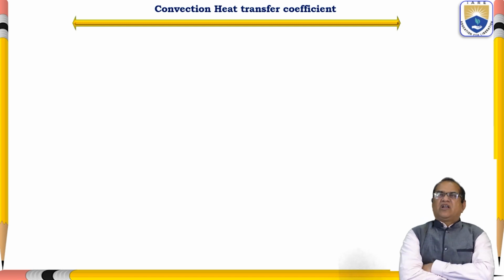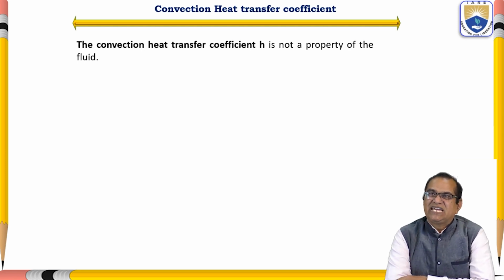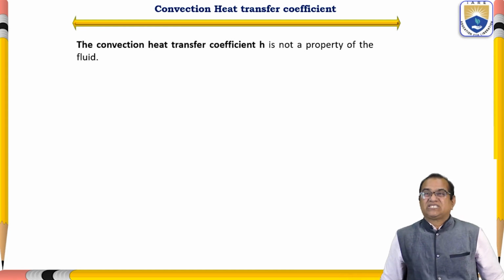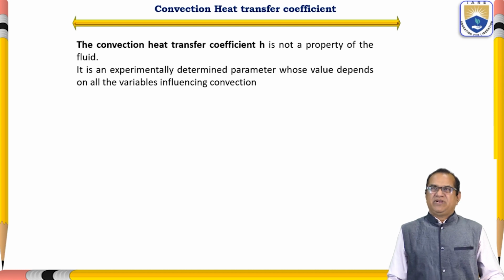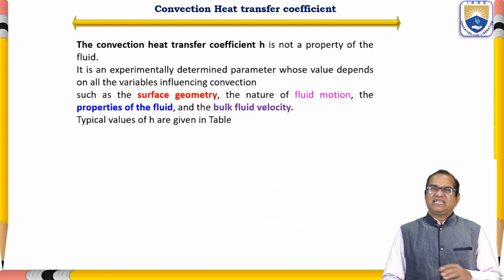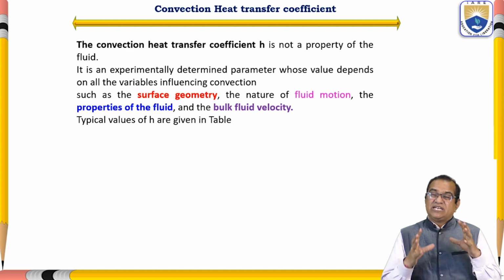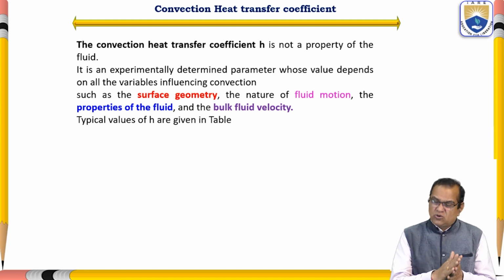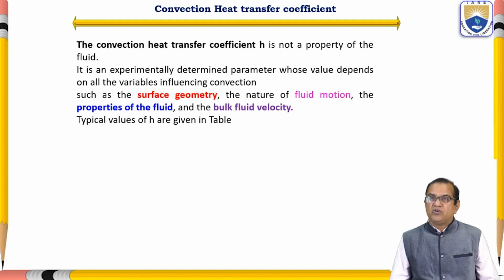Now we will discuss the convection heat transfer coefficient, that is h. The convection heat transfer coefficient h is not a property of the fluid. We have to understand that h is not a property like enthalpy. It is an experimentally determined parameter whose value depends on the variables influencing the convection, such as the surface geometry, the nature of the fluid motion, the properties of the fluid, and the bulk fluid velocity. So here, the geometry of the surface, the nature of the fluid motion, whether it is slow, medium or high speed, the properties of the fluid, that is the density and other properties, and the velocity of the fluid.